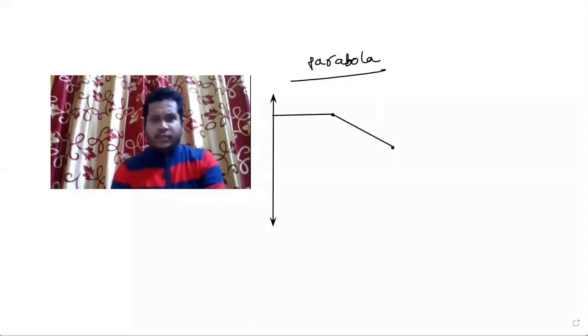I repeat once again. Initially I told you that I have a fixed point which I'm marking with red, and this is one fixed line that I have made.